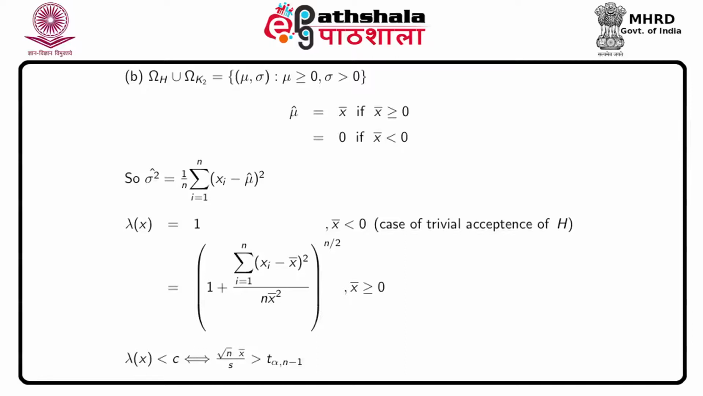provided x bar is less than 0, and this is the case of trivial acceptance of the null hypothesis H, and lambda x has another form, that is 1 plus summation xi minus x bar whole square by n x bar square, whole to the power n by 2, provided x bar is greater than or equal to 0. Now lambda x less than c implies and is implied by root n times x bar by s greater than t alpha, n minus 1 on simplification, where t alpha, n minus 1 again denotes the upper 100 alpha percent point of the t distribution with n minus 1 degrees of freedom.